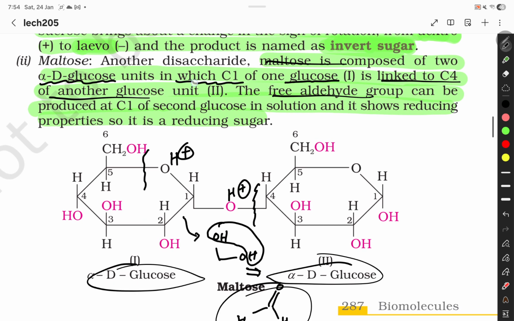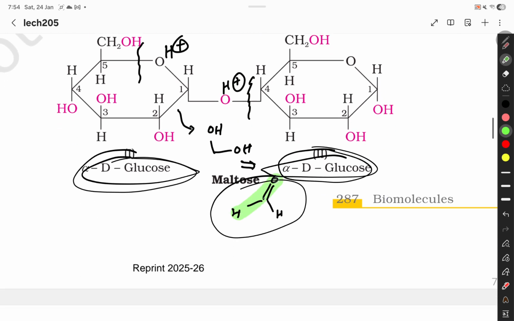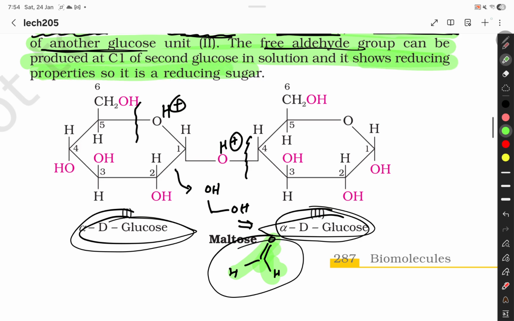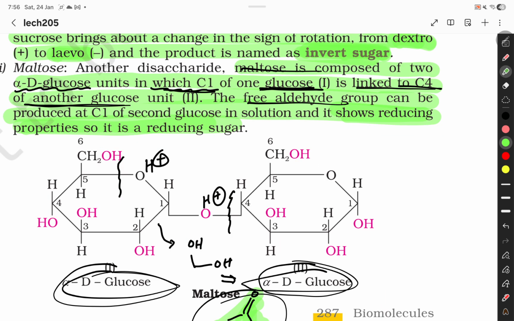So I was saying that C1 of one glucose and C4 of another glucose of alpha glucose, and we have H plus, we have hydrolysis, right? When we hydrolyze it, it'll form a hemiacetal linkage, which is this, and then it's going to form this, and that can be reacted with your Tollens reagent. So the order becomes what? Initially it was alpha beta, and then alpha alpha, then beta beta. Correct. Sorry guys, I kind of misinformed you over here.